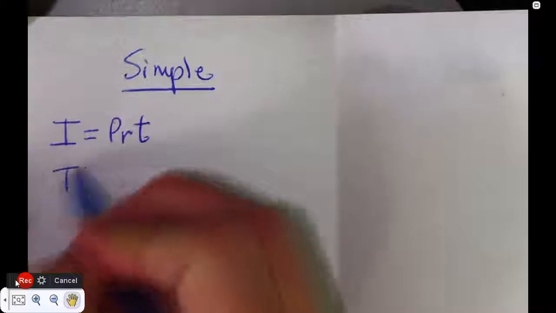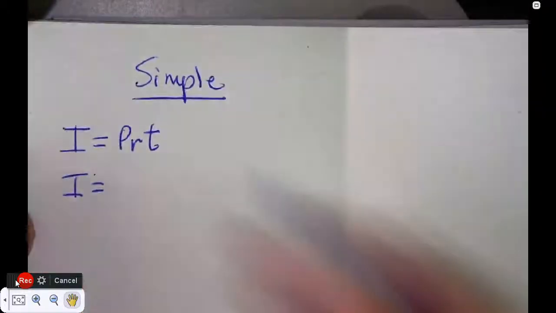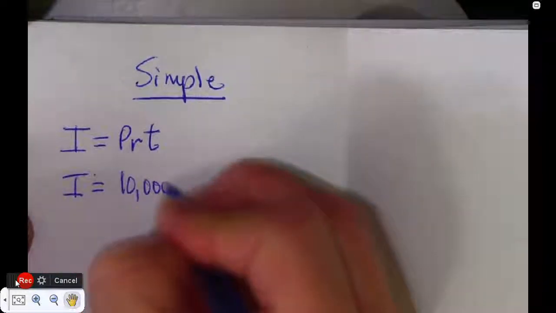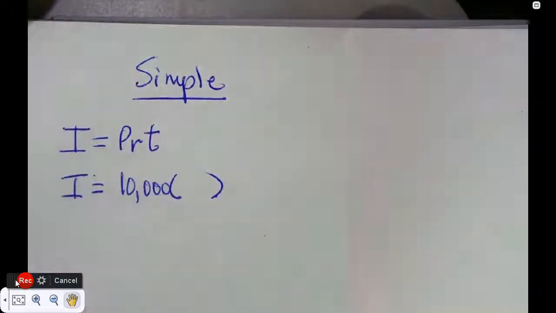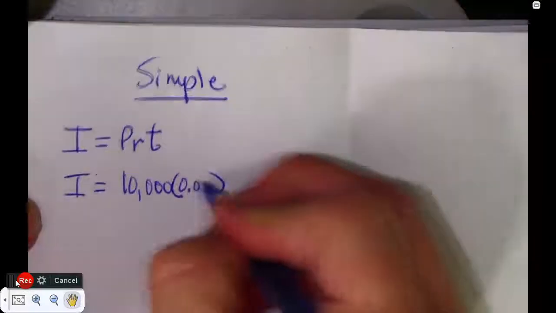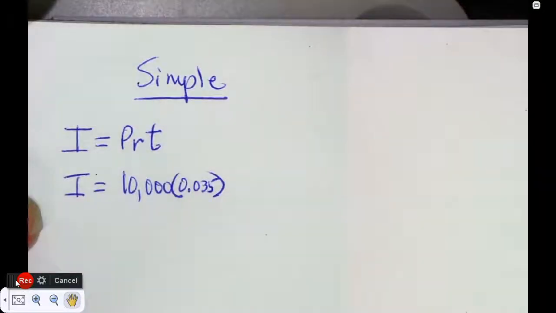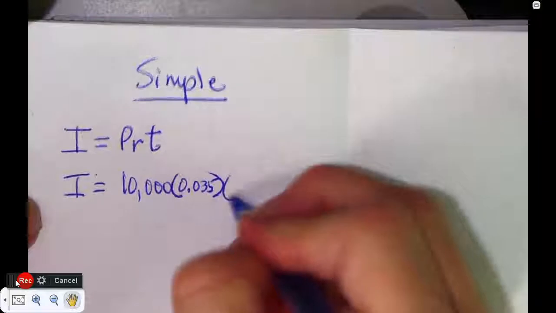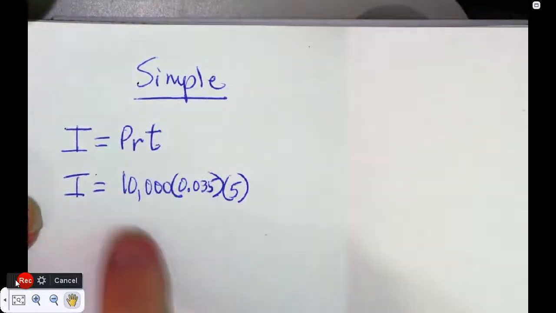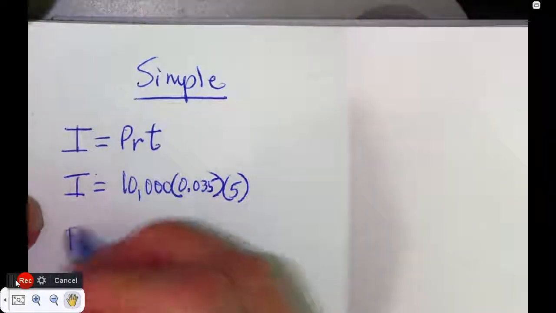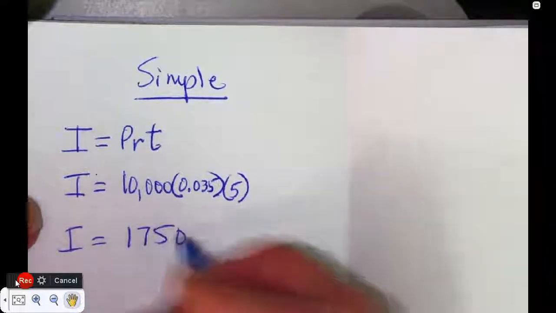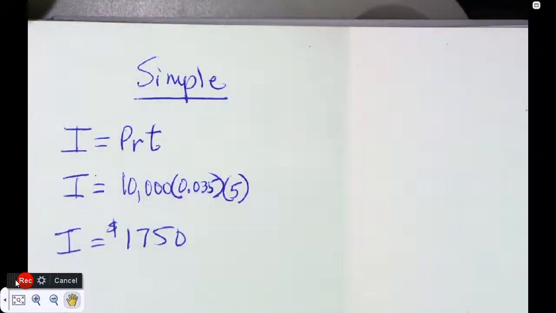So we have I equals, what was the principal? 10,000. We're going to multiply by, no, we got to change it to 0.035. And then the time is going to be 5. And we would multiply that. Okay, guys, I'm just going to tell you what it is. It's $1,750. That's what the interest would be that she would earn on that account. So put this in your binder somewhere, and we're going to glue it in our spiral tomorrow.